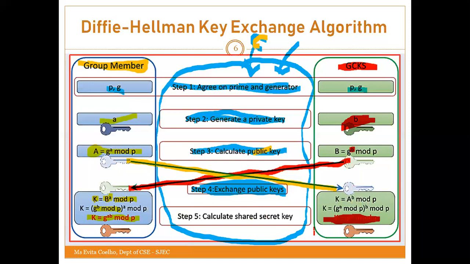You can see that the intruder or the attacker sniffs over the network. He will still have access to the prime number, the generator, and the public keys generated by both Alice and Bob. He will in no way have access to Alice's secret small a, Bob's secret small b, or the shared secret k, which both Alice and Bob know.